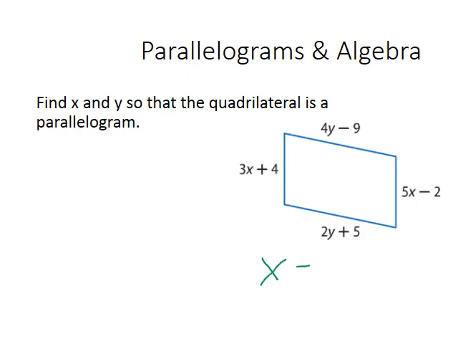Alright, time to check. x equals 3, and for y we should have 7. And the way that we know how to set up our equations for x and y, opposite sides should be congruent. 3x plus 4 has to equal 5x minus 2. 4y minus 9 has to equal 2y plus 5 in order for this to be a parallelogram. Okay?